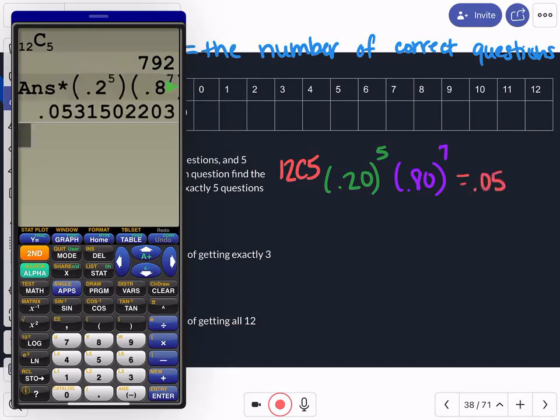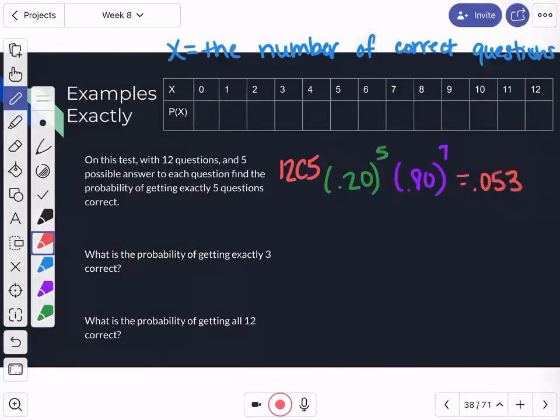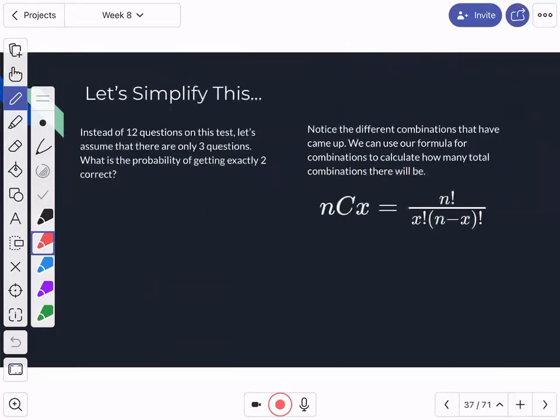There is a 0.053 chance that you get exactly 5 questions correct. Let's say it equals 0.053. Now, if we come back here real quick, I want to develop the binomial formula for you. I'm going to show you how I got this, all right?